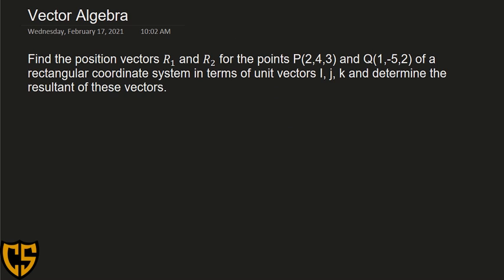Mayroon kita duha ka points nga provided dari. We have first P, having coordinates sa aton nga 3D coordinate axis. We have P (2, 4, 3) and Q (-1, 5, 2) of the rectangular coordinate system in terms of the unit vectors I, J, and K. And we are also asked to determine the resultant of these vectors.